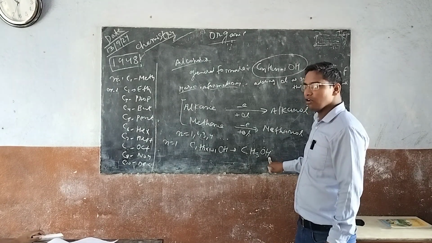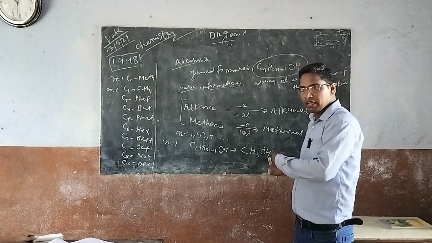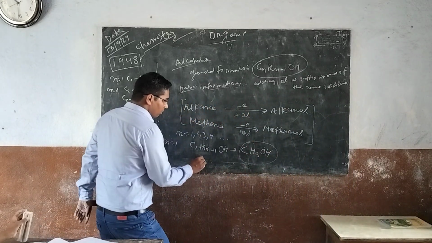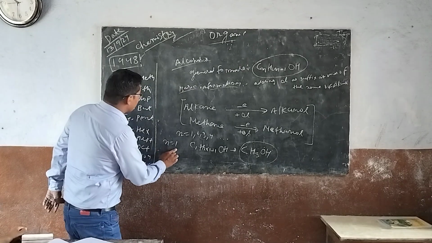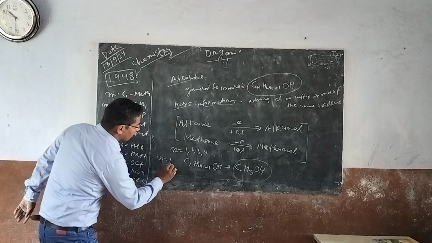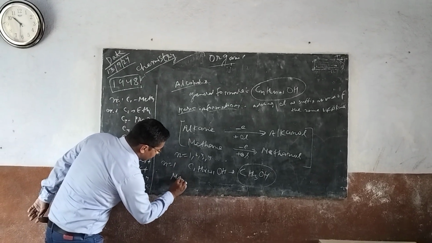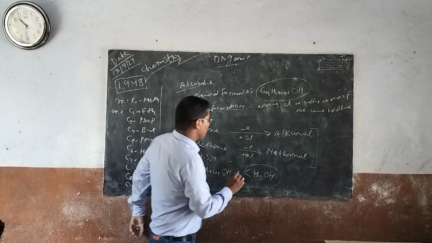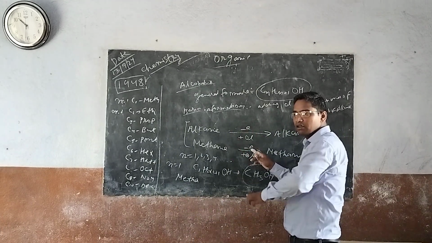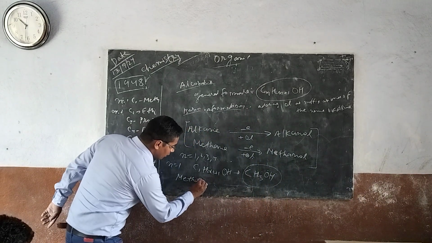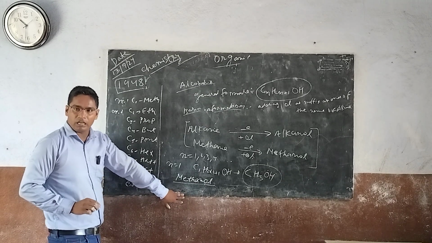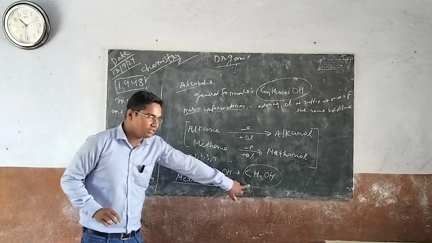OH is the symbol of the functional group of alcohol. It is the chemical formula of alcohol. The first member, what is the name? We take n equal to 1, that means C1 from alkane, and the first member of alkane is methane. What is the procedure to make the name of the alcohol from alkane? We remove E and add OL. So methane becomes methanol. Its chemical formula is CH3OH.